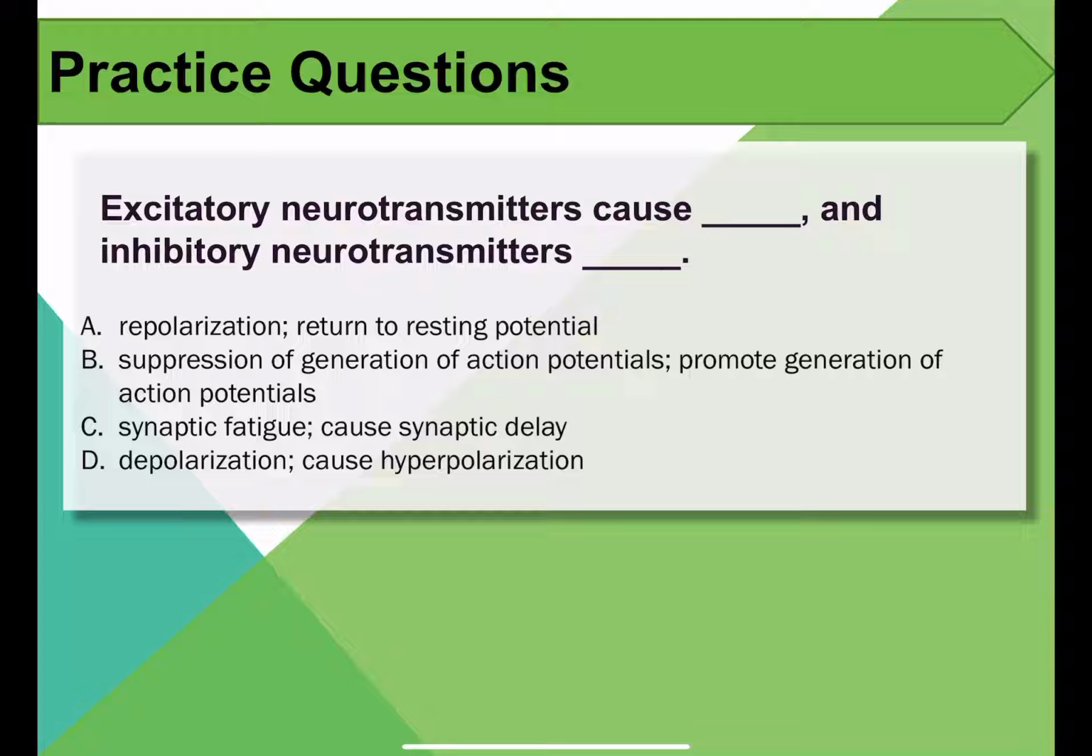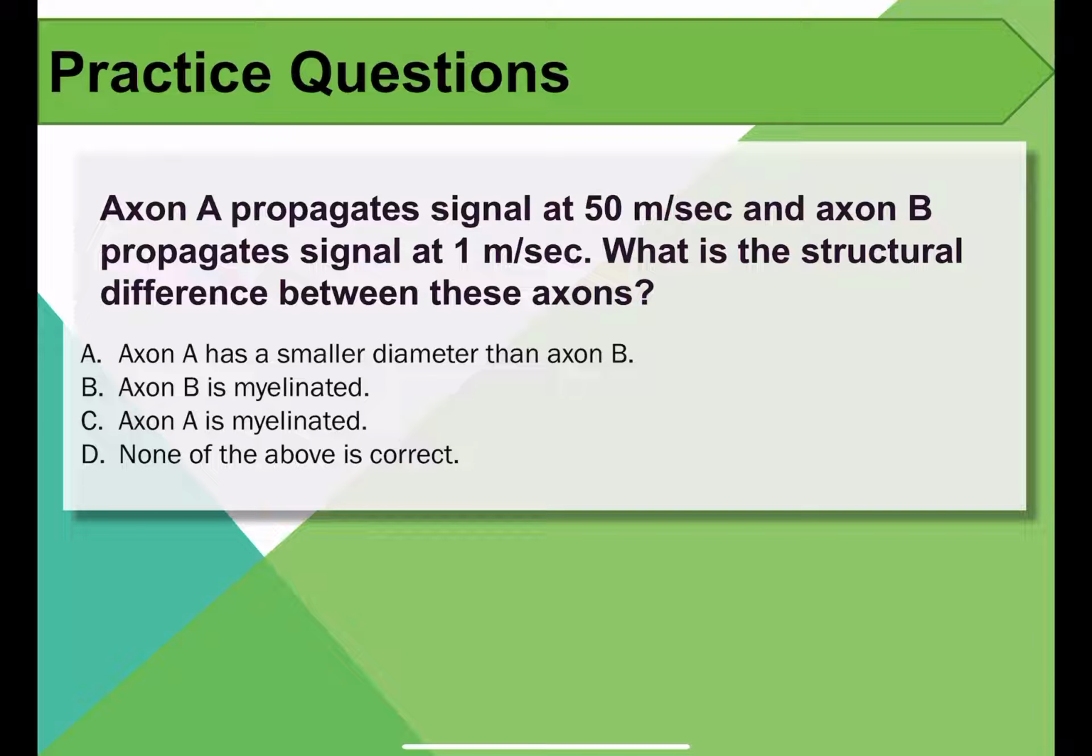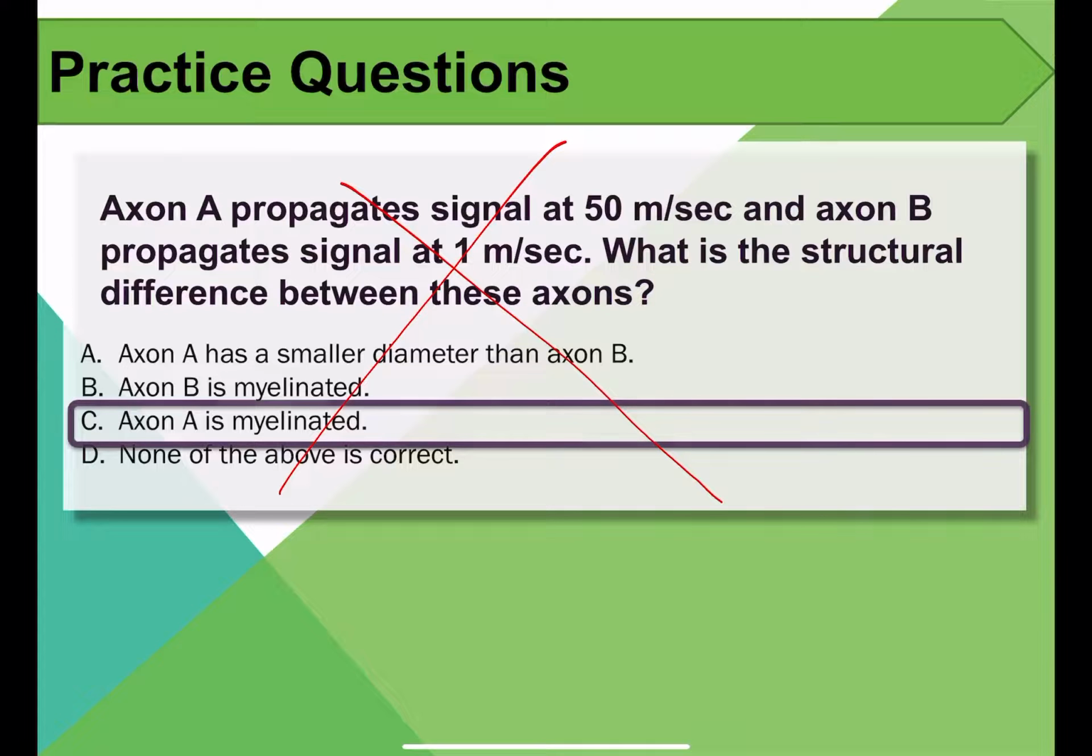Excitatory neurotransmitter causes what? And inhibitory neurotransmitter causes what? EPSP causes depolarization. IPSP causes hyperpolarization, which makes the membrane more negative than it should be, making it harder to start an action potential. Okay, this next one, forget about it because I skipped over the diameter part. This chapter is long enough. We don't need to add any more details. So I skipped over the diameter of the axon.